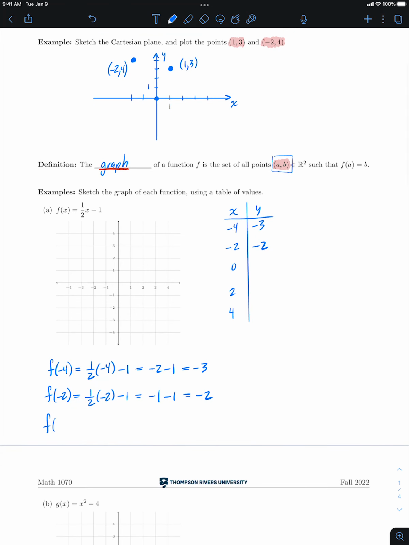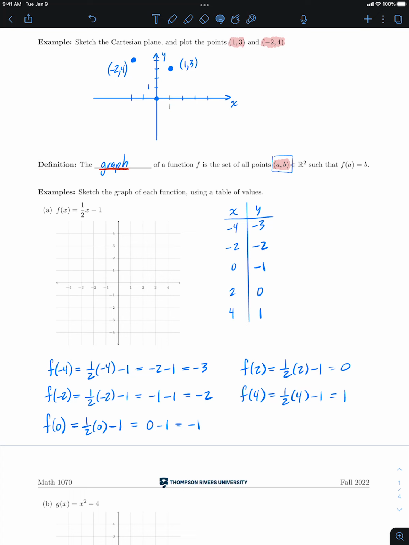What about 0? f of 0 is going to be 1/2 times 0 minus 1. Well, 1/2 times 0 is just 0, so you've got 0 minus 1, which is negative 1. You see what I'm doing? I'm just filling in the table like that. So let's do a couple more here. So I've got f of 2. That's going to be 1/2 times 2 minus 1. That's going to end up giving you 0. And then finally f of 4. You've got 1/2 times 4 minus 1. That's going to end up giving you 1. You can check that carefully if you want.